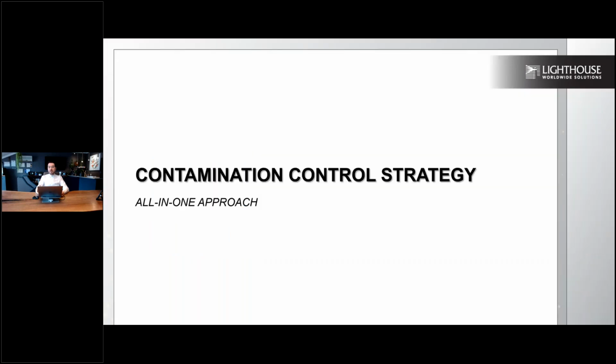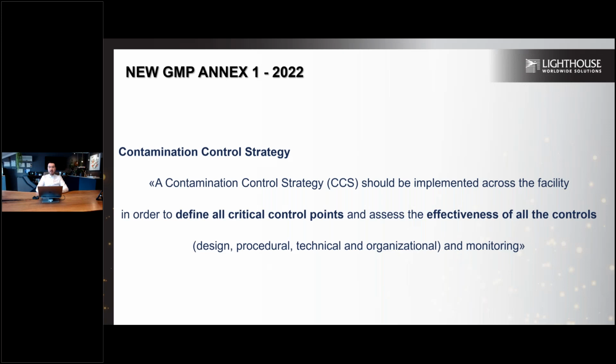For contamination control strategy, we built an all-in-one approach, which is also a good starting point for the operators and for the people who are preparing these contamination control strategies. So according to Annex 1, what is contamination control strategy? It defines it as: contamination control strategy should be implemented across the facility in order to define all critical control points and assess the effectiveness of the controls, including design, procedural, technical, and organizational, and also monitoring.